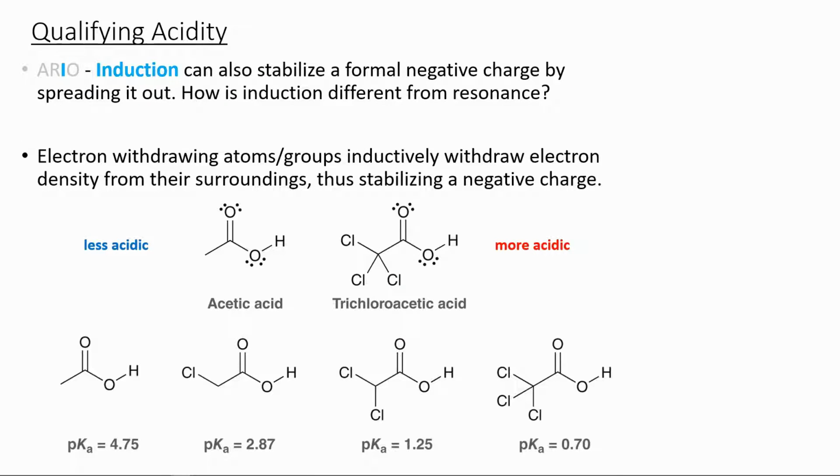One additional factor to take into account is the type of atom. So the more electronegative the atom, the stronger the effect. For example, if we had fluorine compared directly to chlorine here, it's going to be even more acidic because fluorine is more electronegative than chlorine.